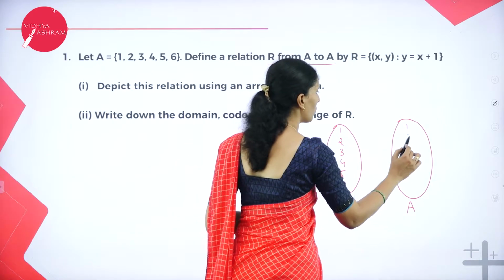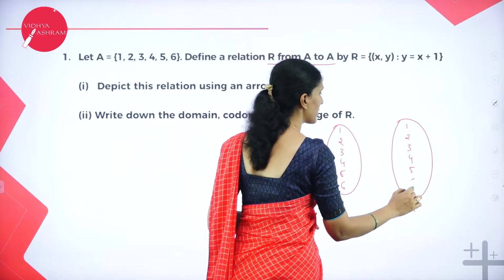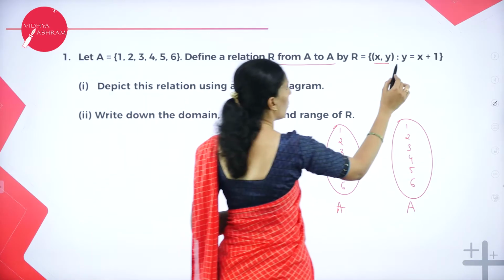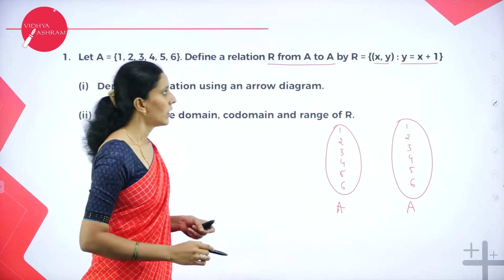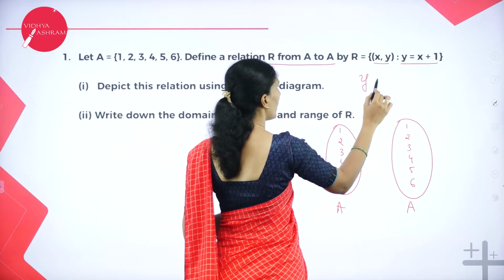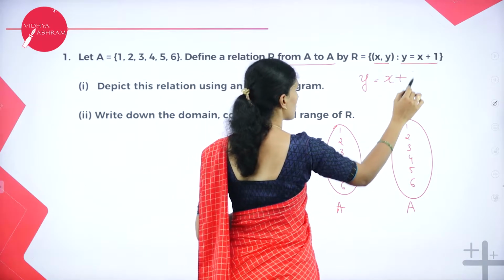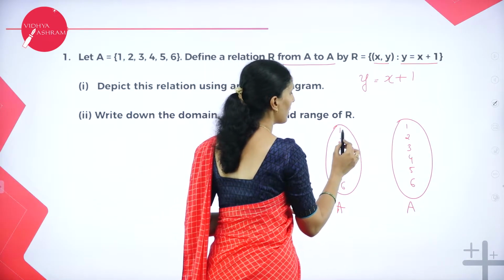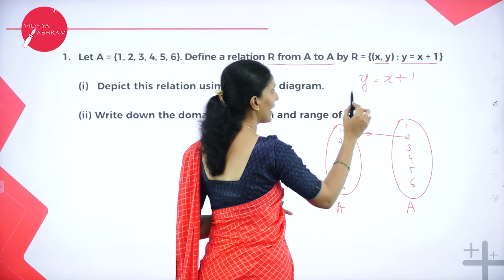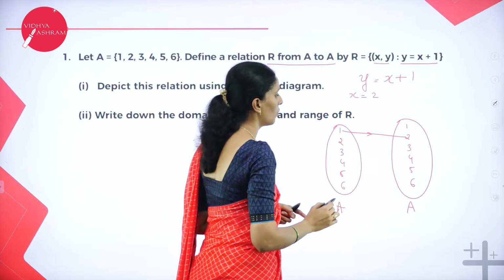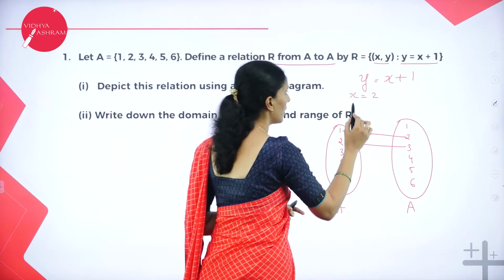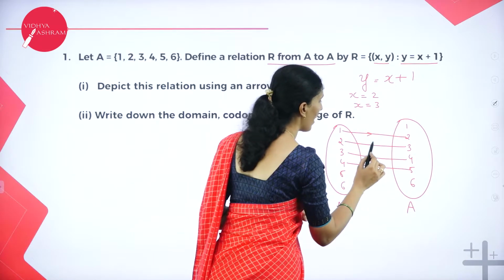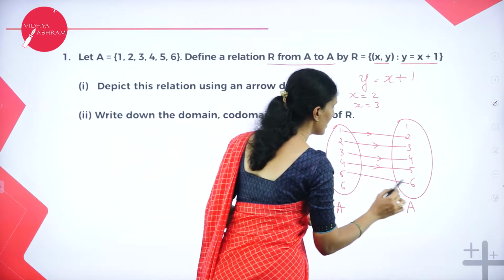And here also it is 1, 2, 3, 4, 5, 6. What is given? X, Y. How should you pair? Y is equal to X plus 1. So if my equation is X plus 1, and I take X is equal to 1, what is my Y? 1 plus 1, 2. If I take X is equal to 2, what is my Y? 3. If I put X is equal to 3, it is 4. So 4, 5. Use the arrow and 5, 6.